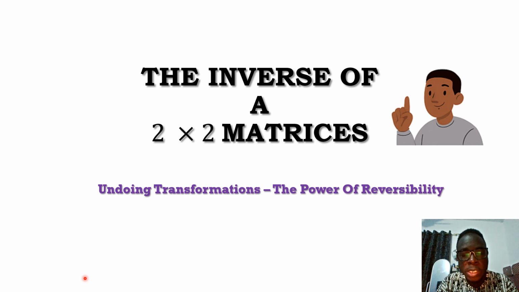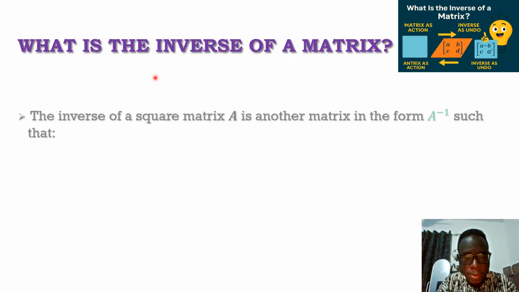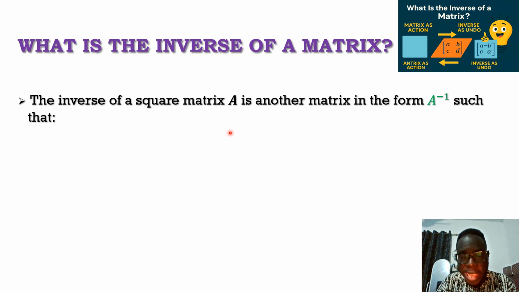Today we are going to deal with the inverse of a 2 by 2 matrix, undoing transformation, the power of reversibility. So now, what is the inverse of a matrix? The inverse of a matrix A is another matrix in the form A power -1 such that A by A inverse is the same as A inverse by A, which is equal to I.